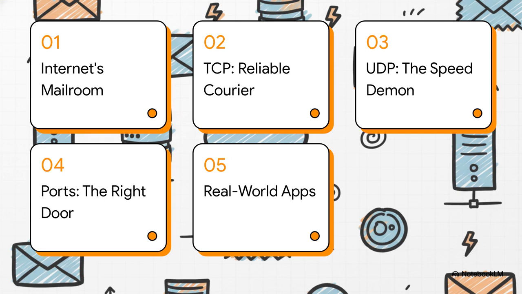Okay, let's dive right into this. Here is our roadmap for today. First up, the internet's mailroom. Second, TCP, the reliable courier. Third, UDP, the speed demon. Fourth, ports, finding the right door. And finally, some real-world applications.